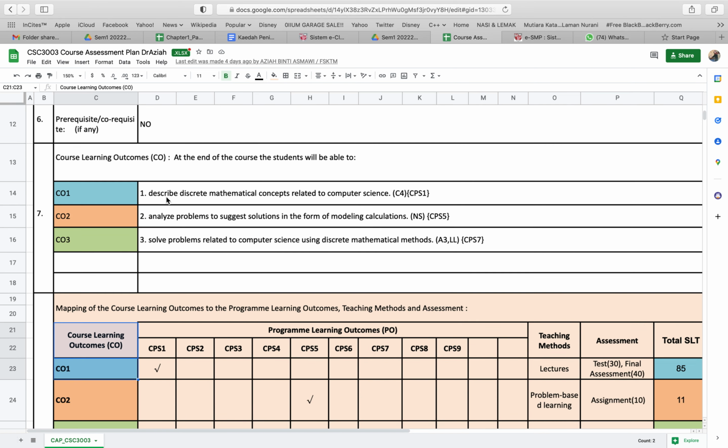So this is the CO, the course learning outcome. Based on the learning outcome, we are going to assess you. First, you must be able to describe the discrete mathematical concepts related to computer science. We are going to assess you in test 1, some part of the assignment, and also the final exam.